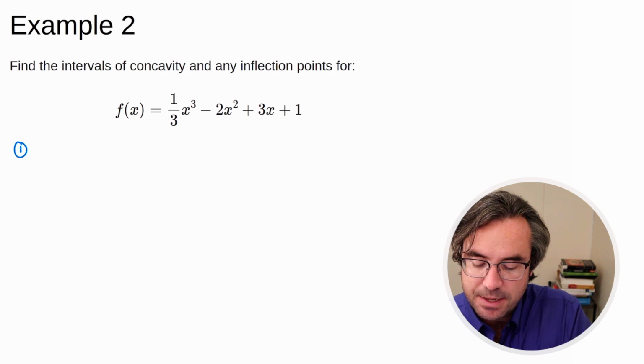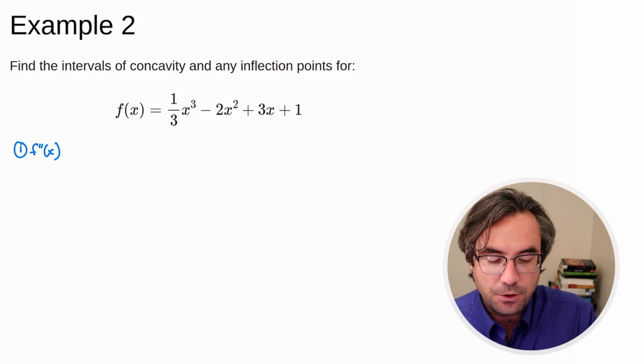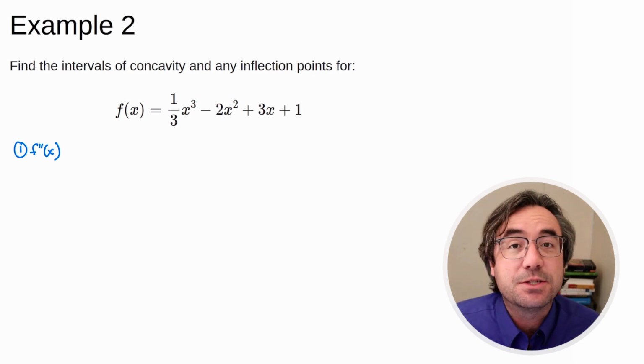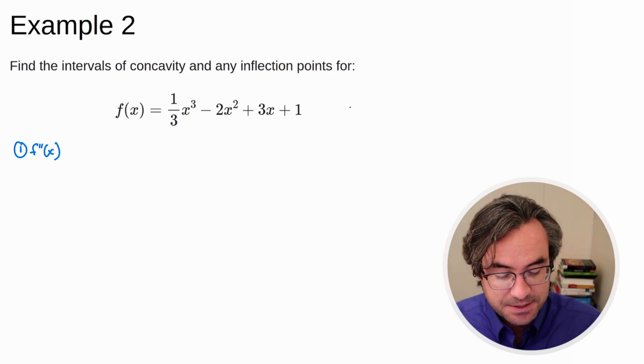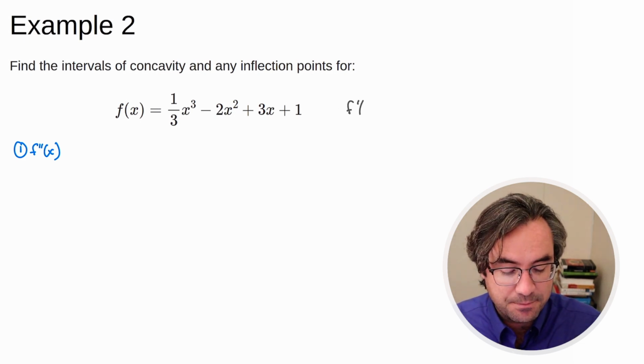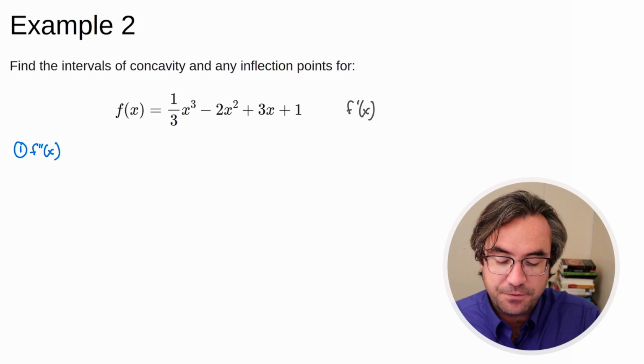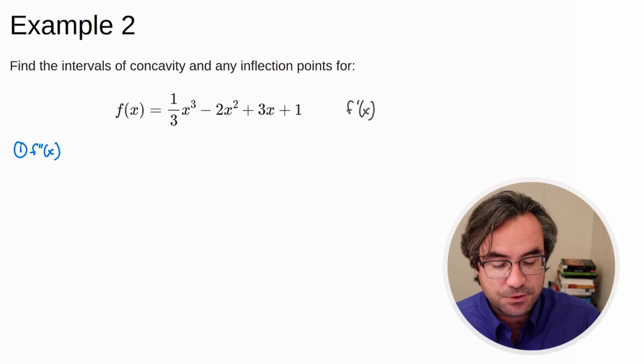So the first step is we have to get our second derivative. To get our second derivative, that means we need our first derivative. So let's calculate f prime. If we differentiate the first term, we get x squared.